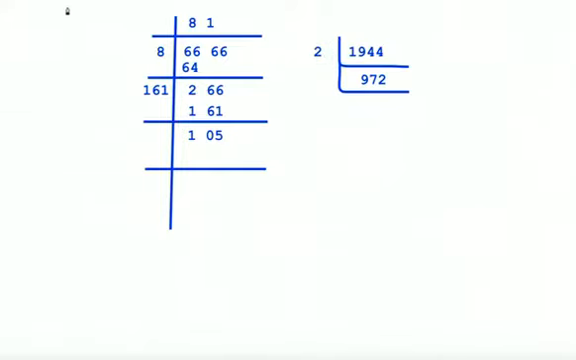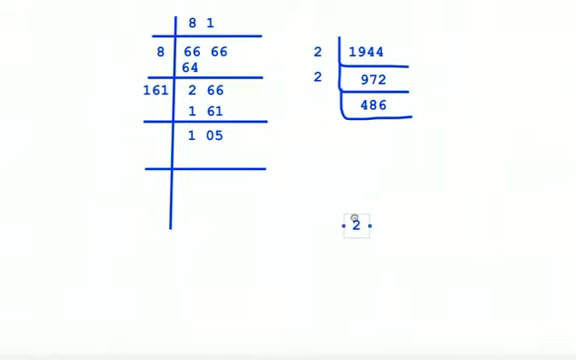Why by 2? It will go by 2 because the last digit is an even number. 2 4s are 8. 2 8s are 16. 2 6s are 12. So 486 is the number. Again we have to draw. Like this we will draw.